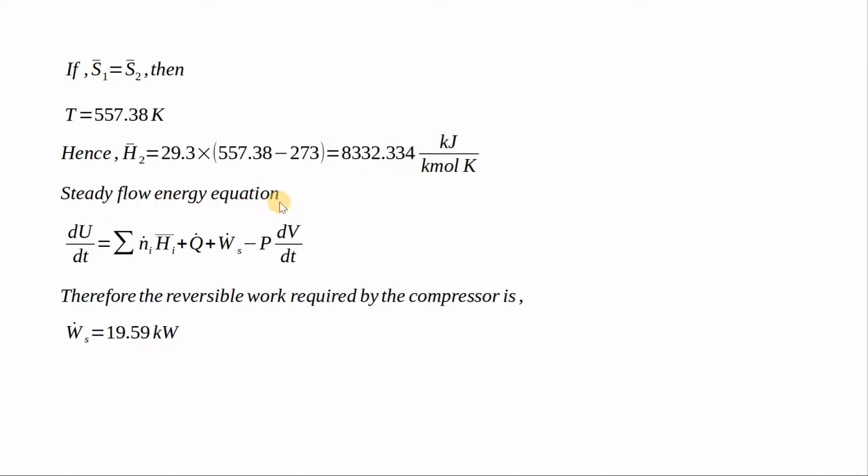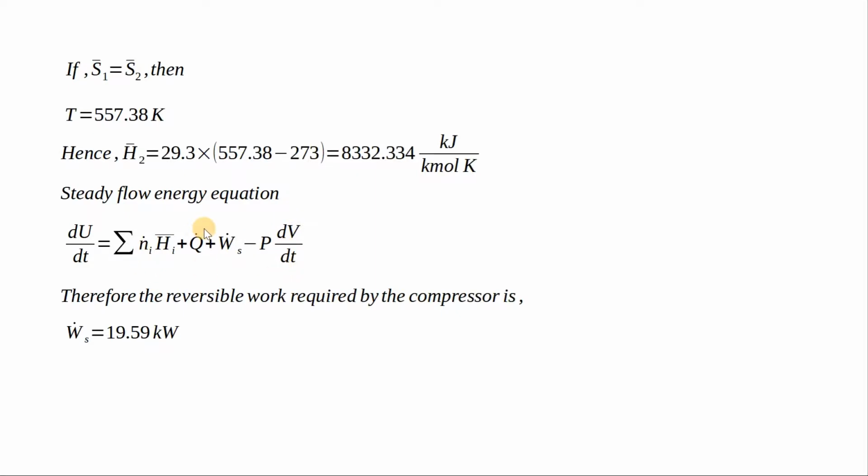Now we use the steady flow energy equation. dU by dt is equal to summation of n dot h bar, that is the specific enthalpy, plus Q dot, that is the heat added to the system, plus Ws dot, that is the shaft work done on the system, minus P dV by dt, that is the external pressure work or the volume work done on the system. Since we have taken the system as the compressor, the solid body of the compressor, the change in volume of the system divided by time is zero. That is minus P dV by dt is zero.